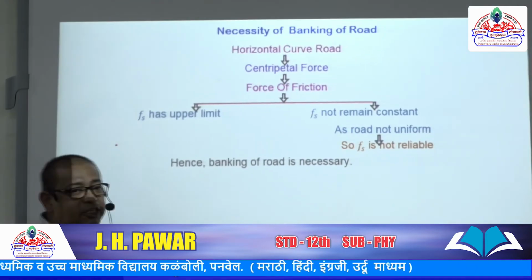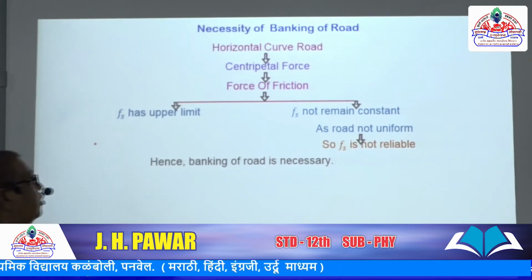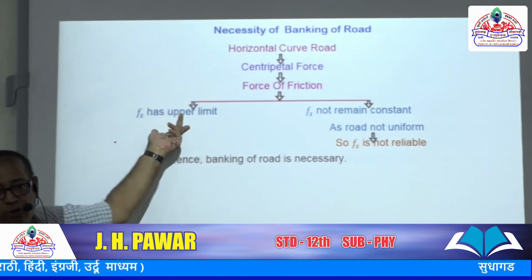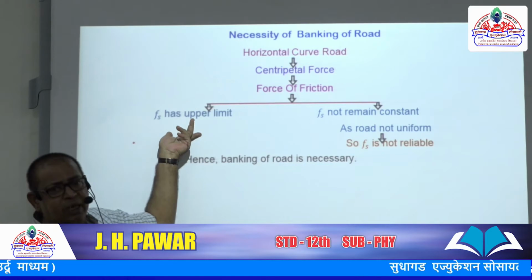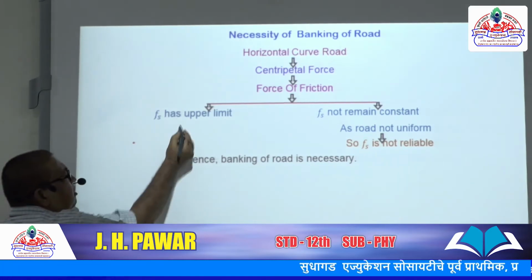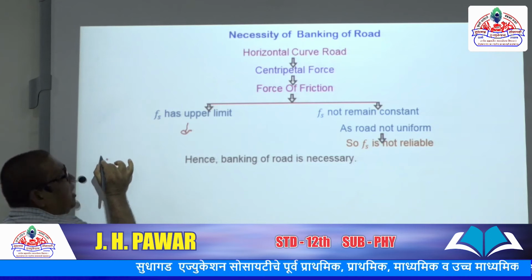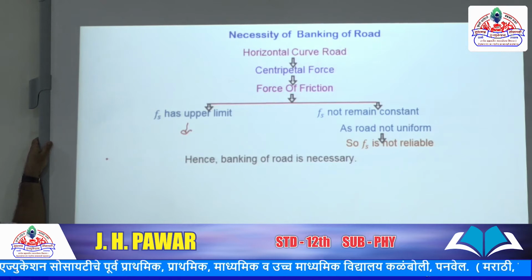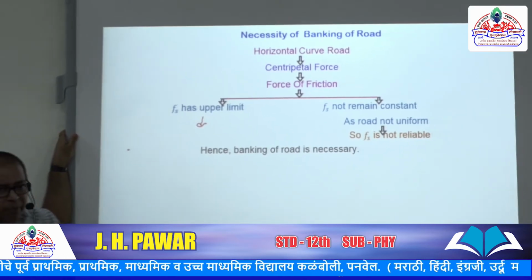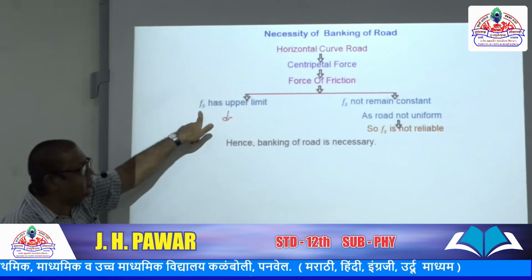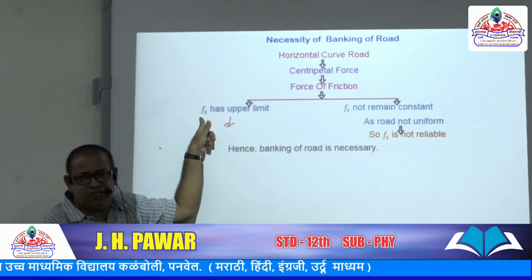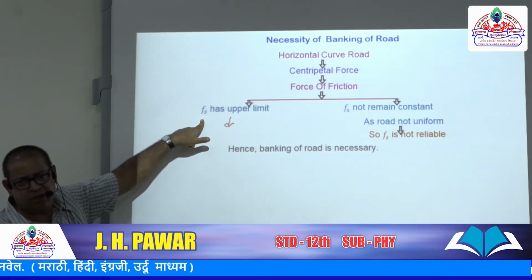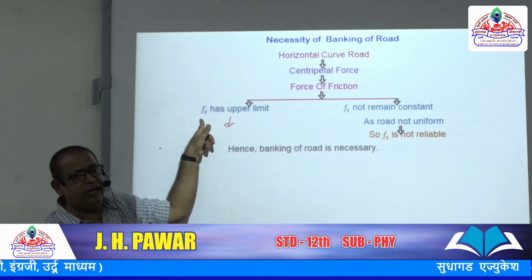But what are the limitations of force of friction? Force of friction has an upper limit, meaning it is not possible to increase the force of friction beyond a certain limit. And suppose we want to increase it, how can we do it? By making the road surface rougher. When we make the road surface rougher, the force of friction increases. But what happens then? By making the road surface rougher, there is wear and tear of the tires, meaning tires as well as the vehicle get damaged.